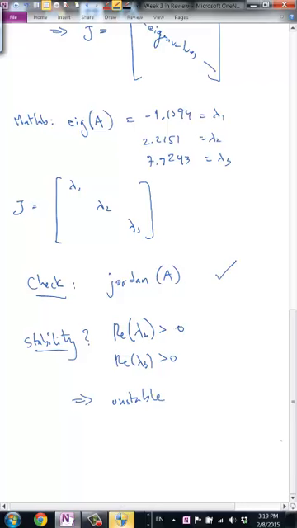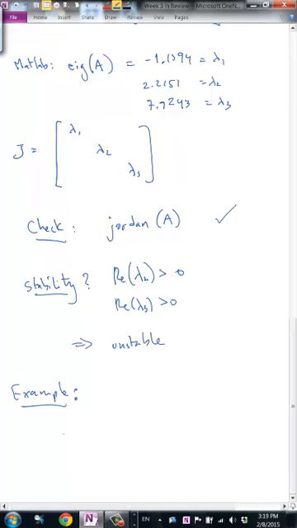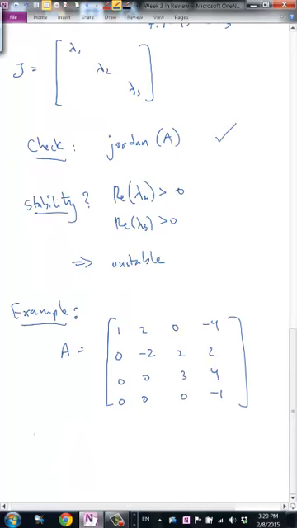Let's look at a different example that's not symmetric. So let's look at the 4 by 4 matrix A, which is equal to 1, 2, 0, minus 4; 0, minus 2, 2, 2; 0, 0, 3, 4; and 0, 0, 0, minus 1. What is the Jordan canonical form of A?